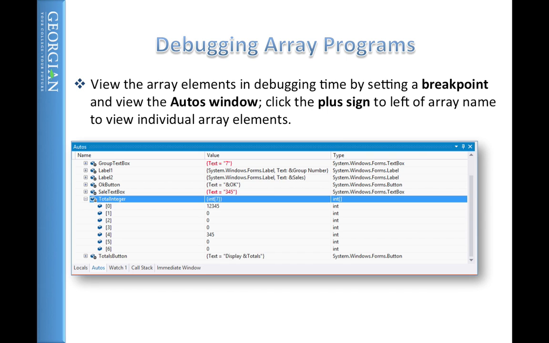And this is a good structure using the autos window. You can turn the autos window off and on when you're using arrays. Set a breakpoint, then look inside the array by clicking the little plus expander next to the actual array name. In this example, it's total integer. You expand the array, and you can see each of the sub-elements in the array and what the value is.